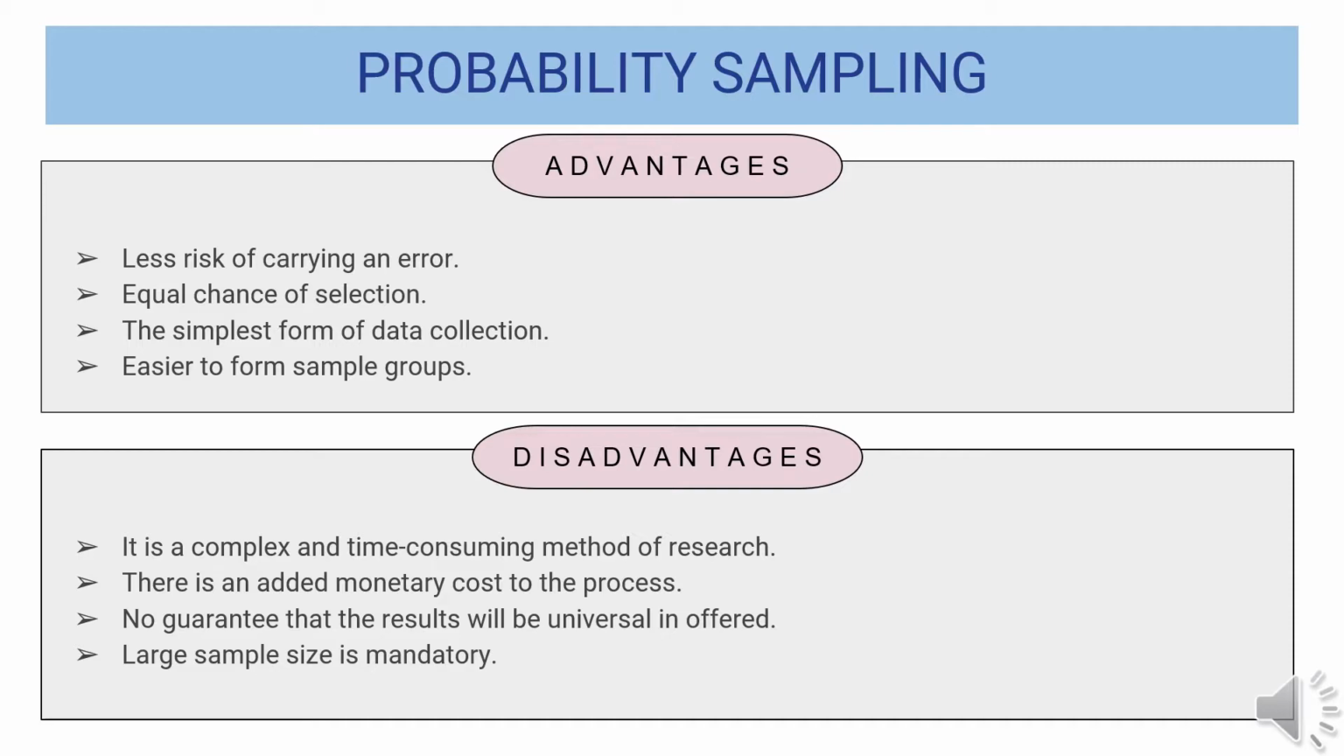The next one is the disadvantages of probability sampling. The first one is it is a complex and time-consuming method of research. That means we have to take a long time to do this probability sampling. The next one is there is an added monetary cost to the process, which means it is a bit costly. For the third one, there is no guarantee that the result will be universal in offer. And the last one is a large sample size is mandatory.